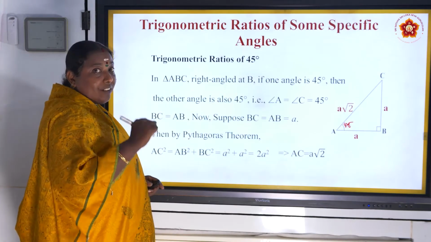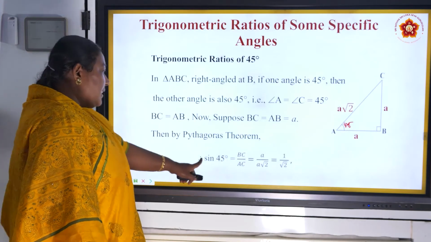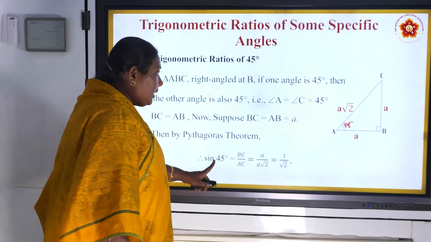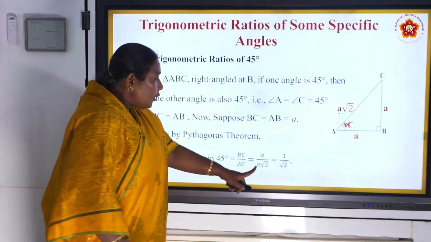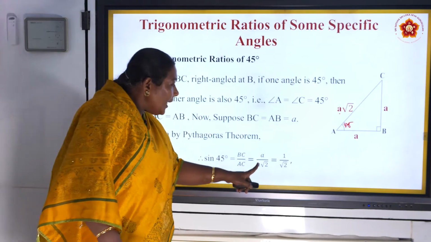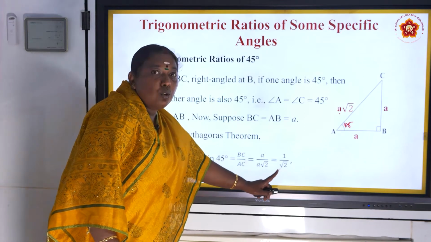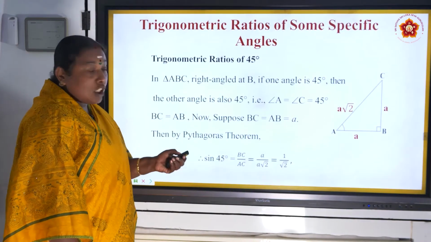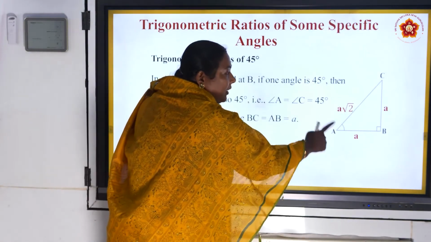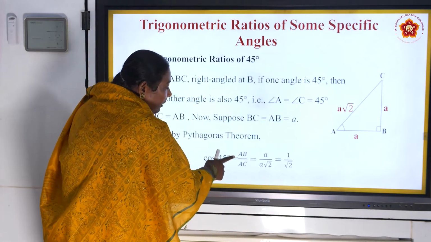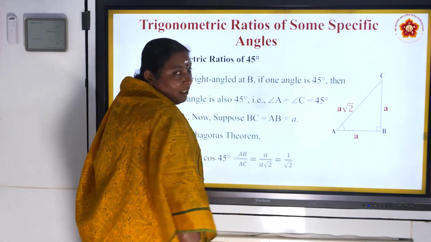That means now I can write the sine value. How can I write my sine value? Sine 45 is opposite by hypotenuse, A by A root 2. So A gets cancelled. I'm getting the value as 1 by root 2. Now let us see the next, cos 45. Cos 45, what is that? Adjacent by hypotenuse. So it is AB by AC, A by A root 2, which is 1 by root 2.